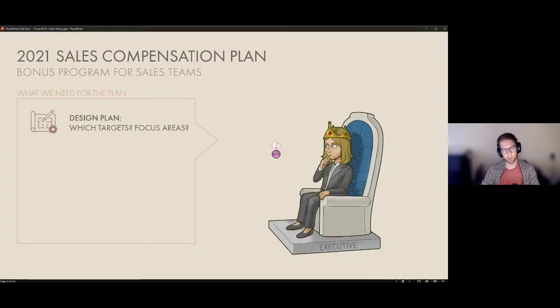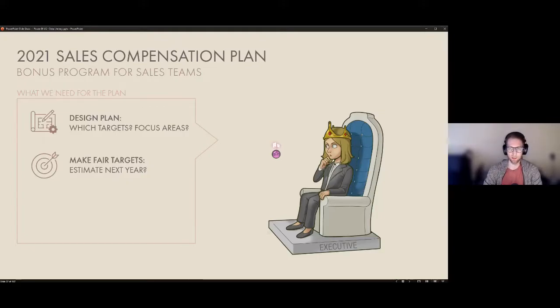Well, the first thing we need is a design. We need to choose which targets we want to have and which areas we want to focus on. Do we want to focus on revenue, on price, on other things? And how do we make those targets? How do we choose the right target? How do we make sure that those targets are both fair, so that people are incentivized and can actually reach their target, but at the same time that not the entire sales organization achieves their target, because that's bad for us.